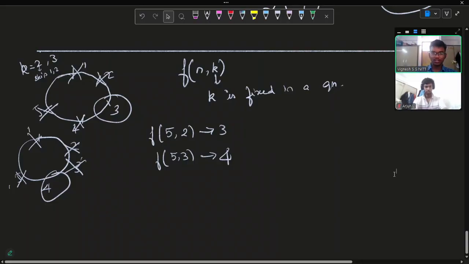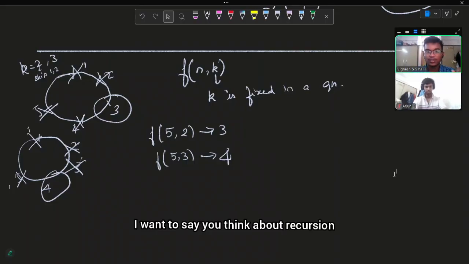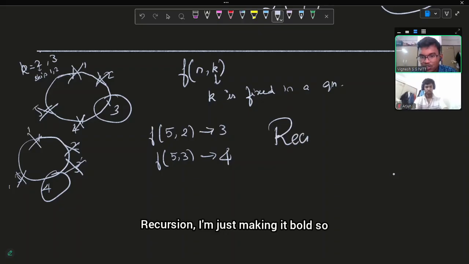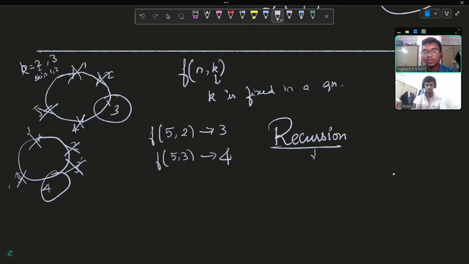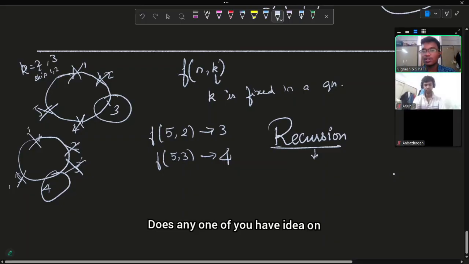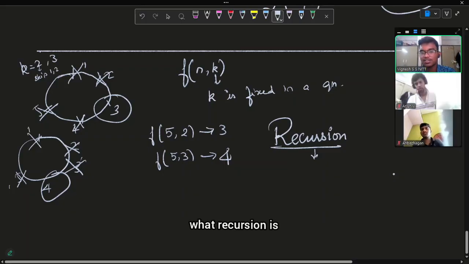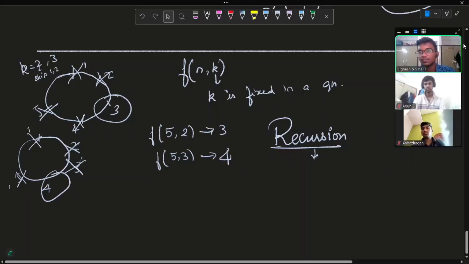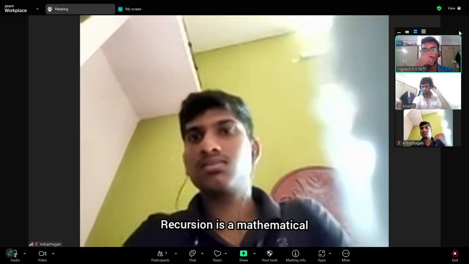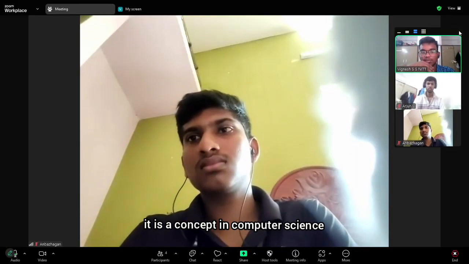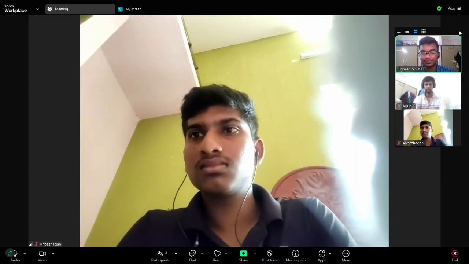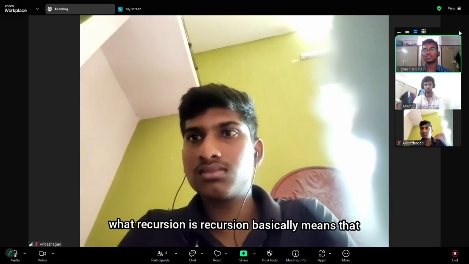I want you to think about recursion. What recursion is. I'm making it bold because this is the most important thing I'm going to do. Does anyone have an idea of what recursion is? Recursion is not mathematical, it is a concept in computer science, like a function repetitively calling itself. So I'll just say what recursion is.